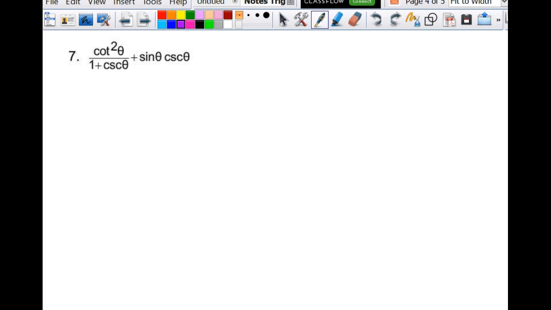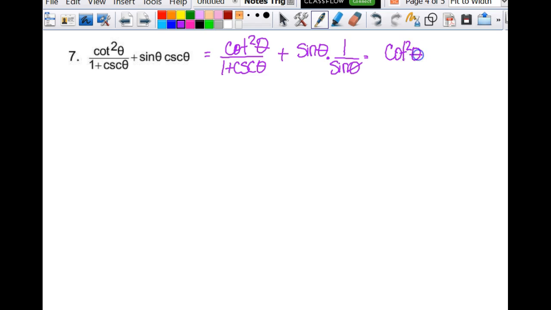But then I have this. What is sine theta times cosecant theta? One, right? And if you need to, that is an identity. But if you're not sure about that, you can rewrite it. Let's go ahead and do that. So I could say cotangent squared theta over 1 plus cosecant theta plus, this would be sine theta times 1 over sine theta, right? That's why it equals 1. So those cancel out. So you actually get cotangent squared theta over 1 plus cosecant theta plus 1.